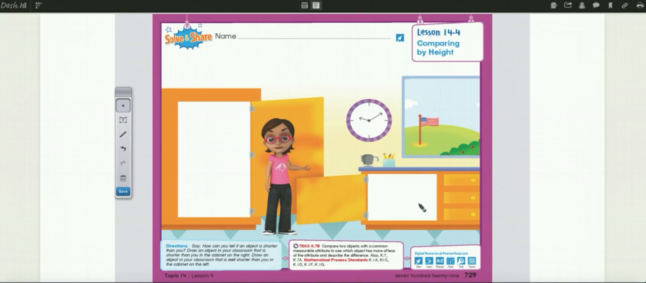Yes, paint, paper towels, soap. So here's some paper towels, maybe a jar of paint.